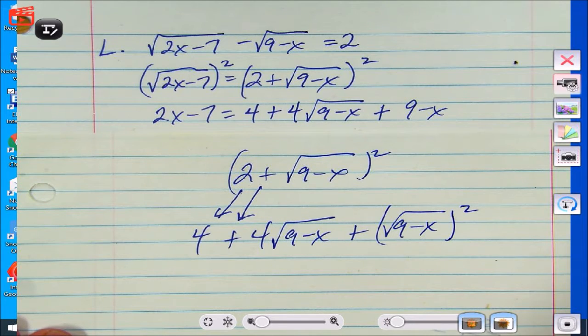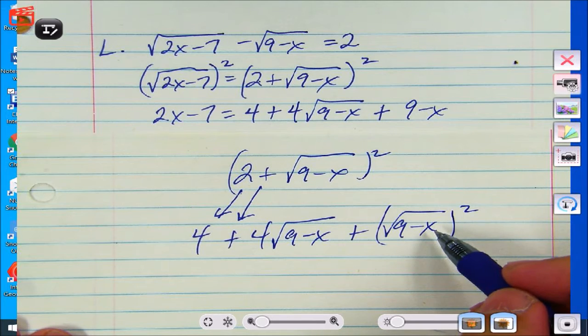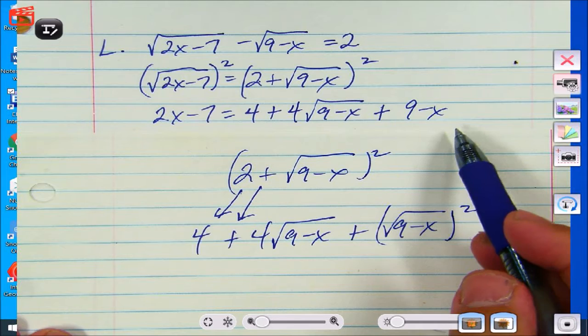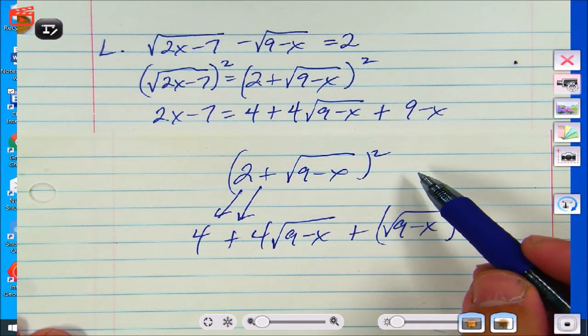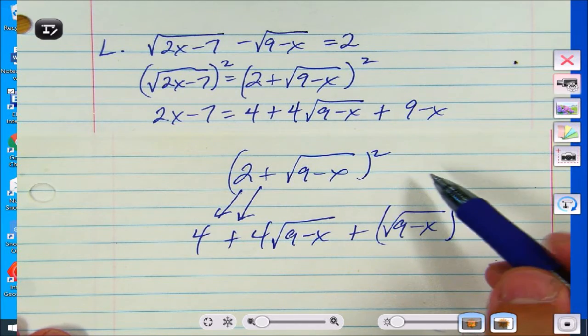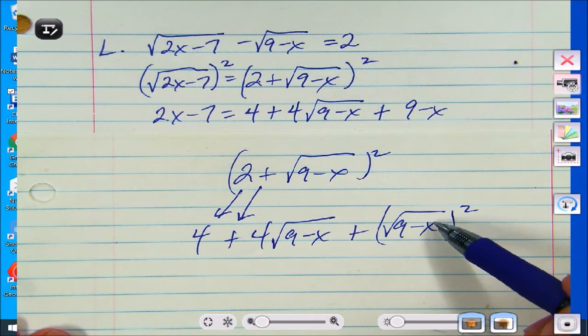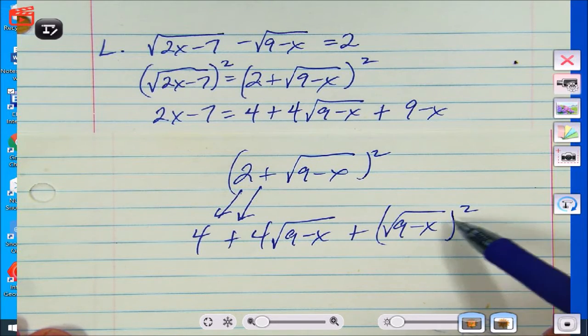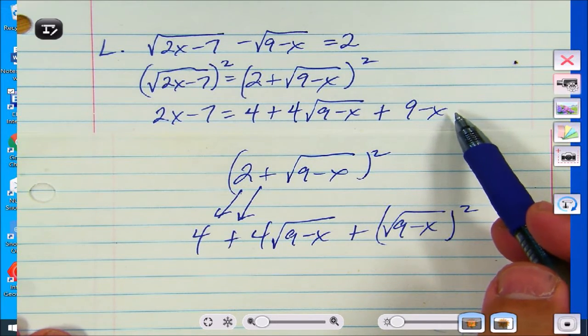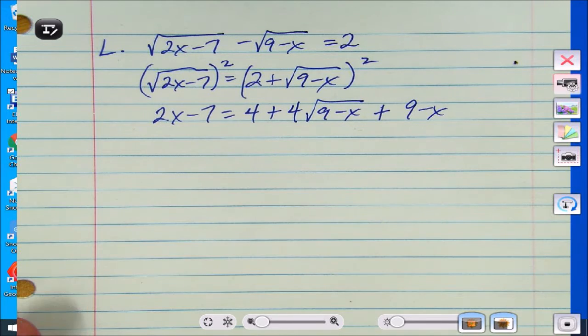Well, that doesn't seem that bad. Once you understand anything, then it's easy. Alright, then the square root of 9 minus x squared is just 9 minus x. So yeah, you can get rid of the square root. I will pause while you catch up.